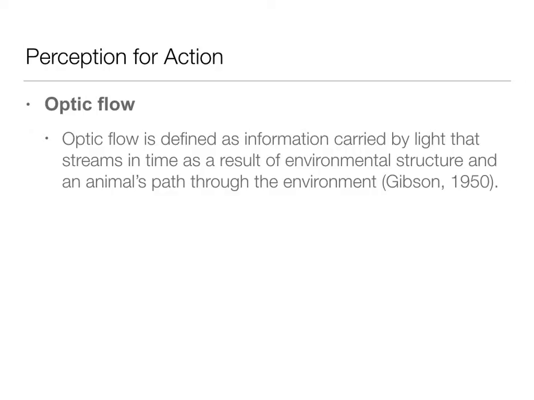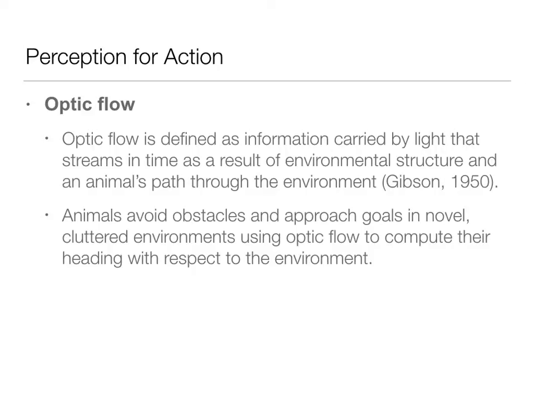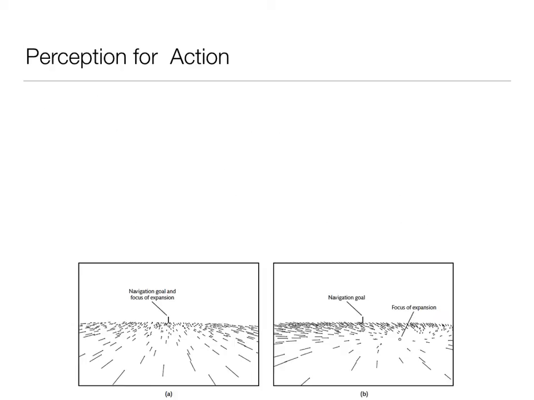And again, that's that information carried by light streams as a result of the structure of your path through the environment. As you walk through the environment, things move past you while you're heading towards something. This optic flow is that information, and it allows us to avoid obstacles and to get to goals in novel ways. If I have to navigate my daughter's playroom, I can do this in this cluttered environment because of optic flow, so that I can act in a safe way through the mess of toys in her room.